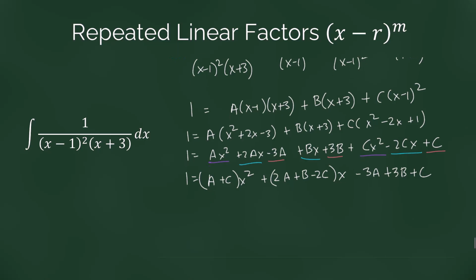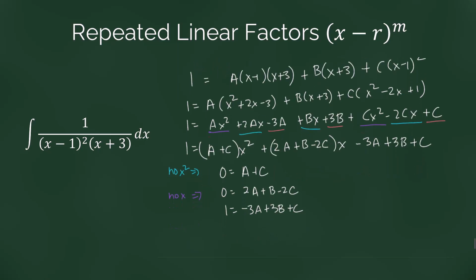And now we can equate our coefficients. So notice on the left-hand side, I have no x squared term. So that tells me that I get 0 is equal to a plus c, my x squared term on the right. Similarly, I have no x term. So that gives me that 0 is equal to 2a plus b minus 2c. And thirdly, I do have a constant term, and that's going to give me that 1 is equal to negative 3a plus 3b plus c.